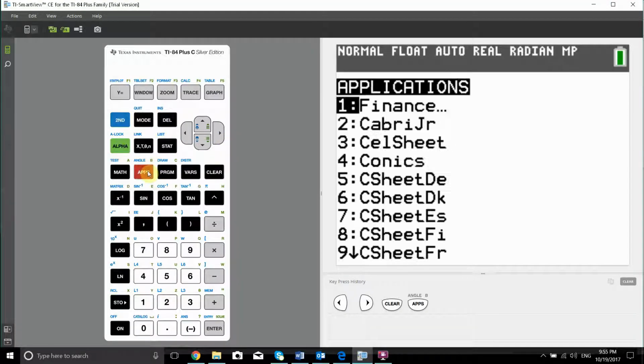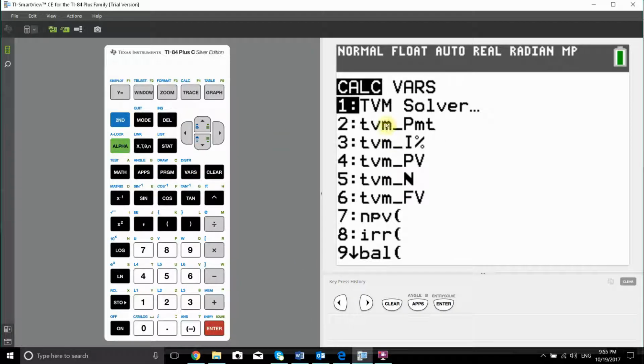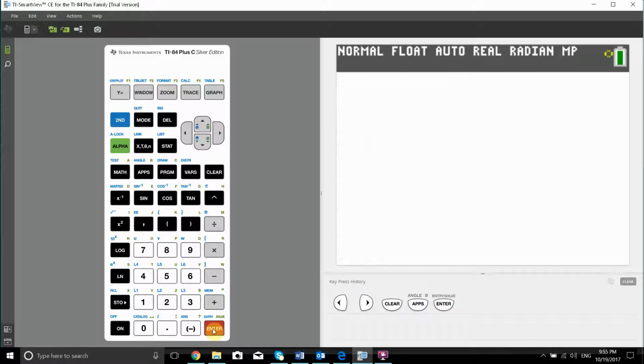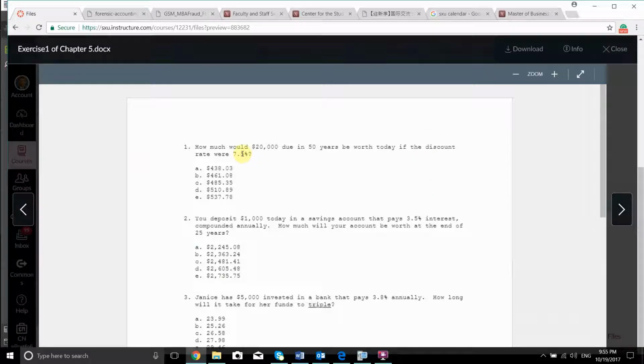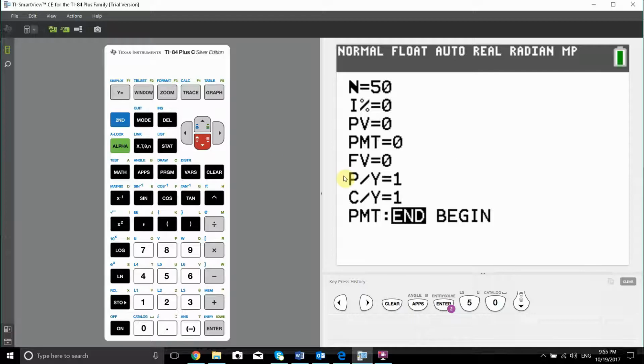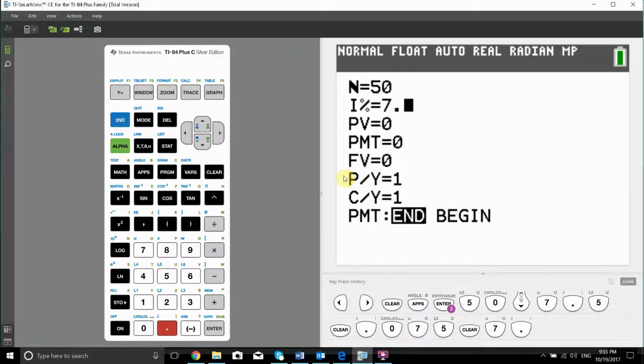We first need to click apps, and then you see finance, and you just hit enter, okay? And you see time value money solver, and hit enter again. And that will lead you to this page. And you're going to define N as a 50. I, you see the rate is 7.5%. And very important, you are going to put a 7.5%, all right? You do not put a 0.075. You don't put the numerical format. You just use the number portion of that percentage. Okay, that's very important.